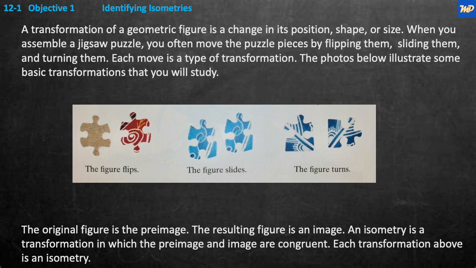The original figure is called the pre-image. The pre-image is where you started. The image is what you're left with. The resulting figure is the image. An isometry is a transformation in which the pre-image and the image are congruent. These pictures of the jigsaw puzzle pieces are isometries. The puzzle never changes. The pieces never change. They're just in different positions. Each transformation above is an isometry.